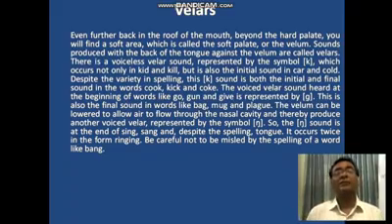Velars: even further back in the roof of your mouth, beyond the hard palate, you will find a soft area just behind the roof of your mouth.